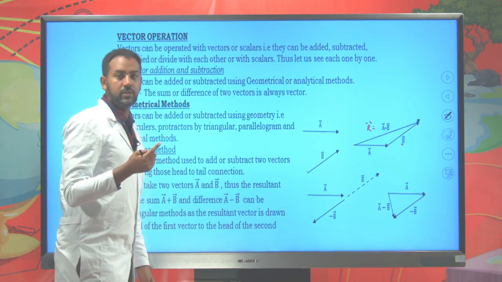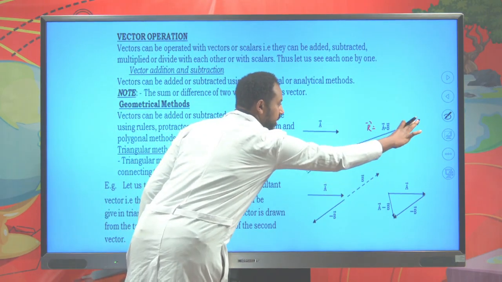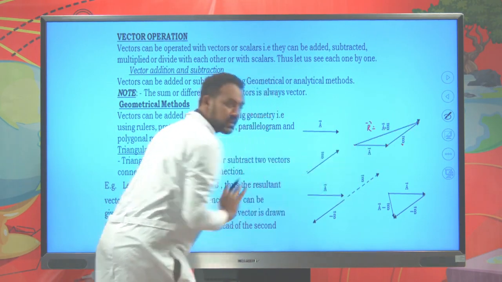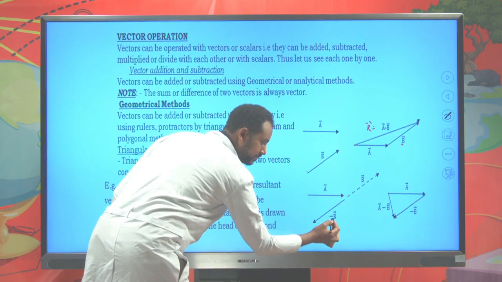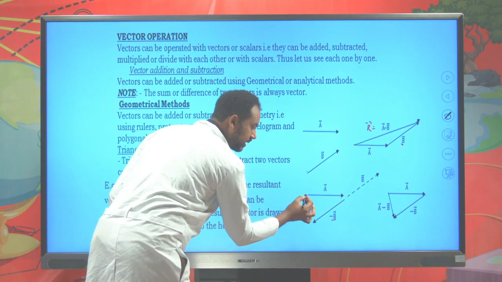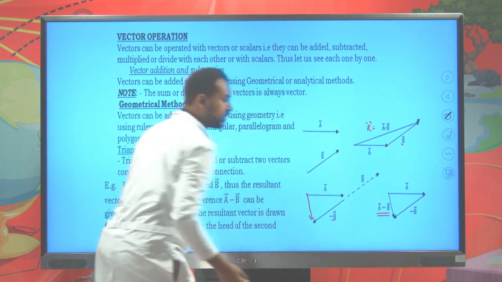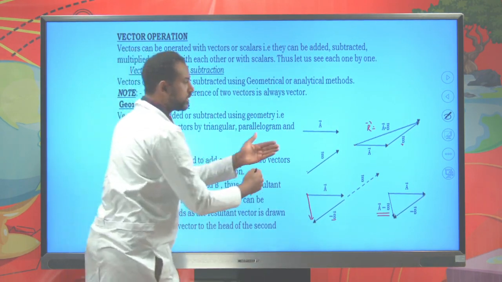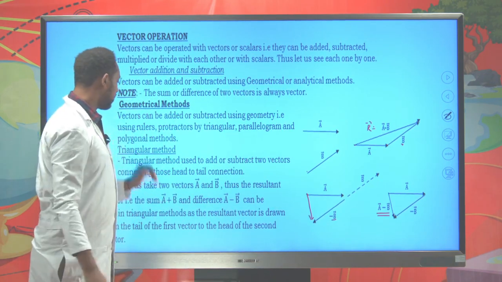If you are asked for the difference of these 2 vectors, you take vector B and reverse the direction. When you reverse the direction, it becomes minus B, the negative of B. So the difference A minus B can be determined by connecting the tail of the first to the head of the second. This is the difference of the two vectors. Therefore, it's possible to add or subtract two vectors using the triangular method.